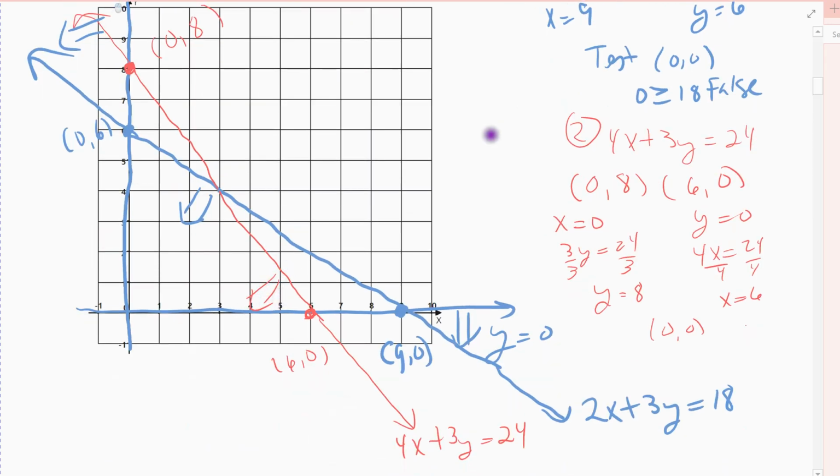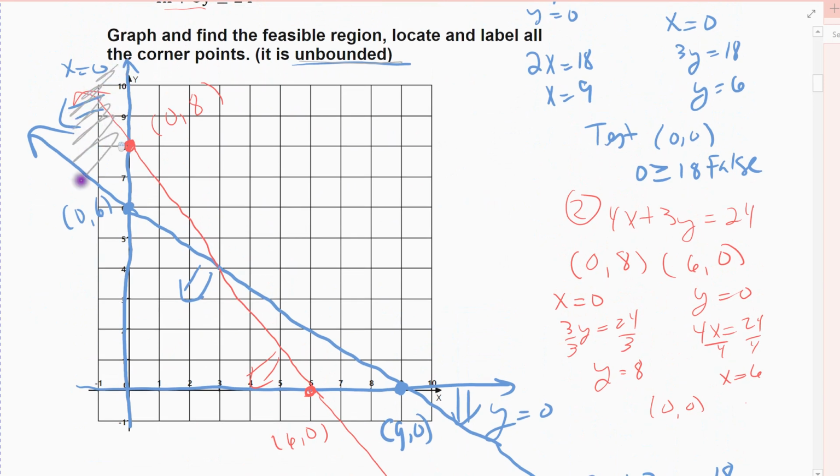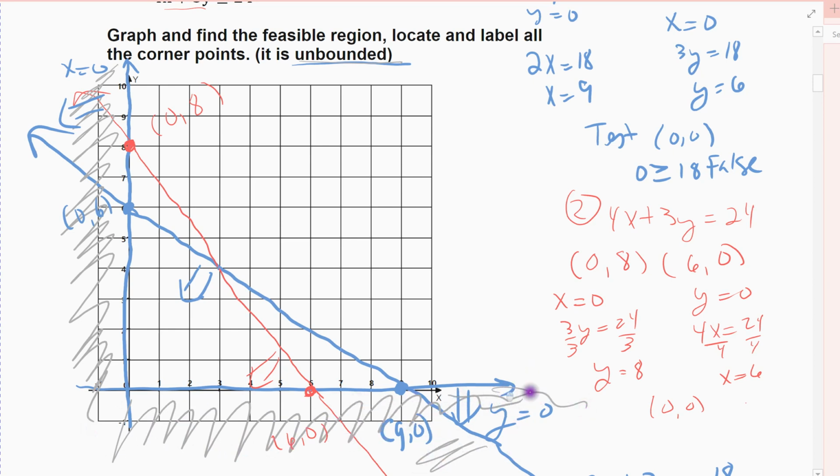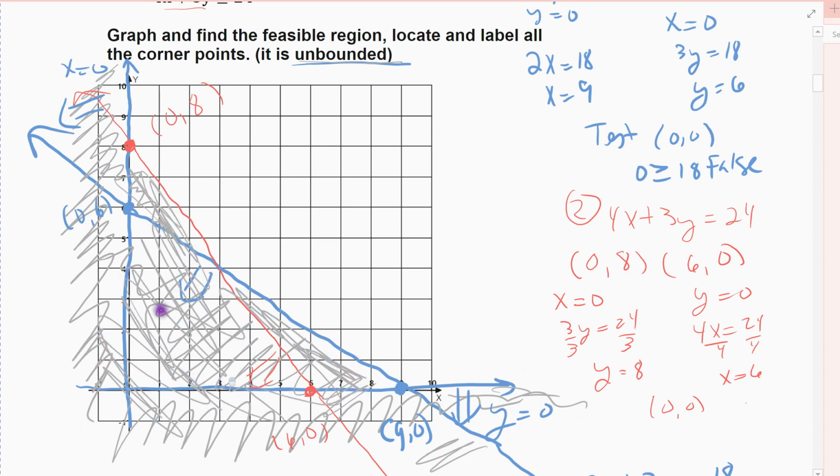Now I'm going to do my shading. Everything to the left of the y-axis, below the x-axis gets shaded. And everything below the blue line, and everything below, make sure I get it all, the red line. So everything below all my lines and to the left of all of my lines. Alright, and so there's the false part.